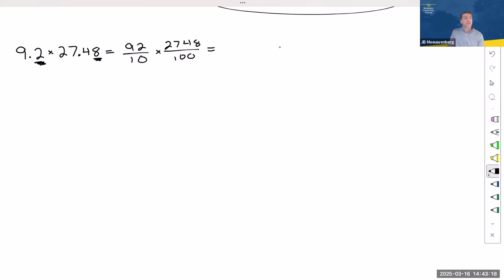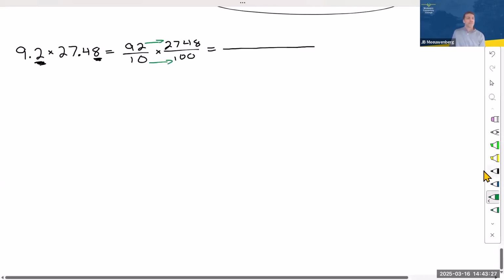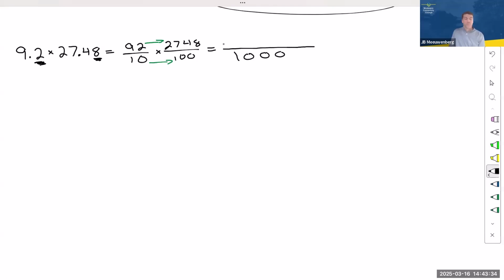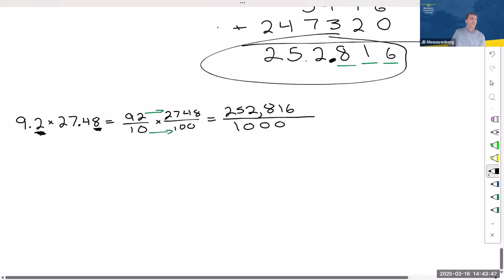When we multiply fractions, you remember that we multiply the numerators and we multiply the denominators. That would give us 1,000 in our denominator, 10 times 100. And this is a pretty big number, but it is 252,816. Now, that should help you start to see what's happening here.